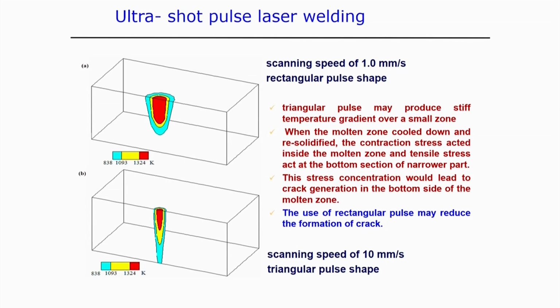but there is a difference from the contraction stress acting inside the molten pool with respect to the bottom surface. So, probably at the bottom surface there is a narrow part, and that actually creates some difference in the stress distribution on the molten pool and the bottom surface when the metal solidifies. So, that stress concentration can lead to crack generation, specifically at the bottom side of the plate.